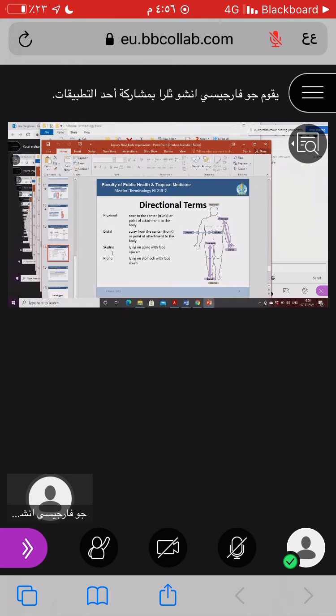Then you should also know what you mean by supine and what you mean by prone position. What do you mean by supine and prone position? So this is what is important. This is a small chapter, but understand all the medical terms, planes, body cavities, etc.